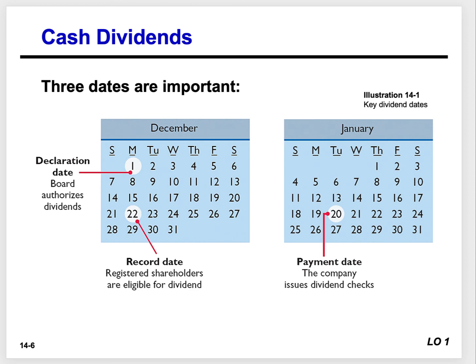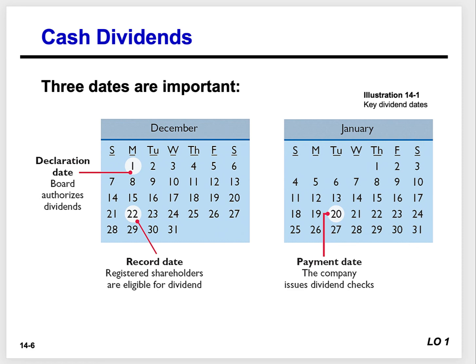Now, there are three very important dates that we need to know in order for cash dividends to be paid. First is the declaration date. The declaration date is when the board authorizes dividends. The board votes, and on December 1st, we declare a dividend. We all agreed we're going to pay our shareholders dividends. Once they declare their dividend, that means that they have to pay it.